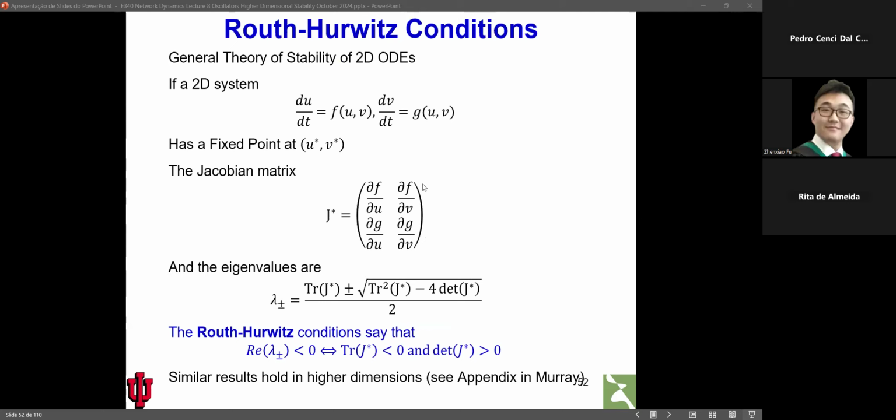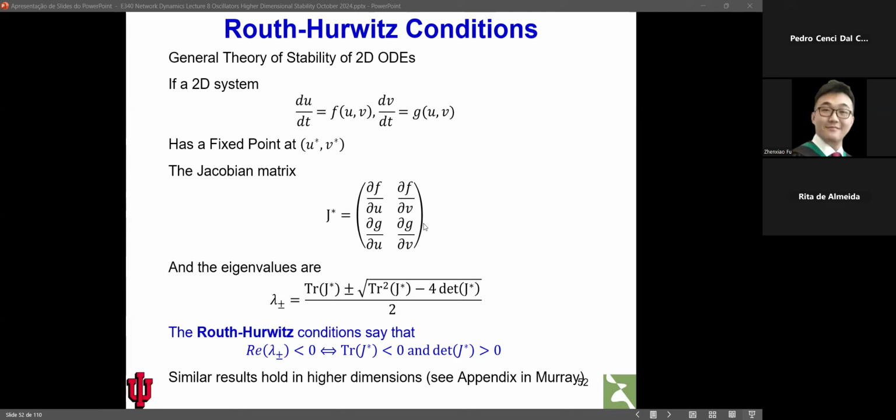Okay, so the Routh-Hurwitz conditions. It's a general theory of stability for 2D ODEs. If you have a 2D system, then you have F and G, which are the two components of the dynamic function that determines the evolution of the system. And you have a fixed point at U star and V star.